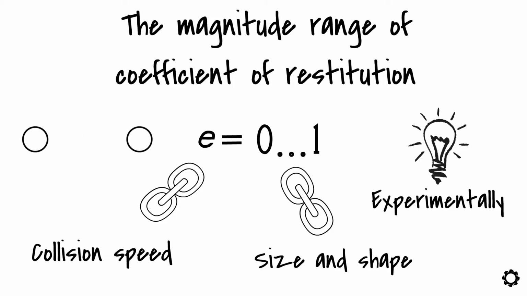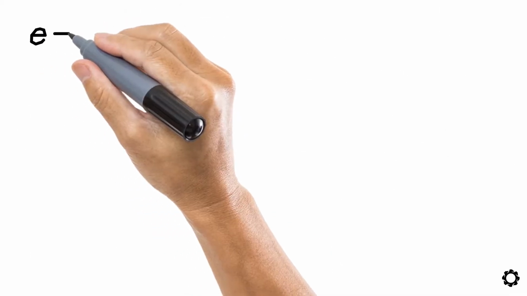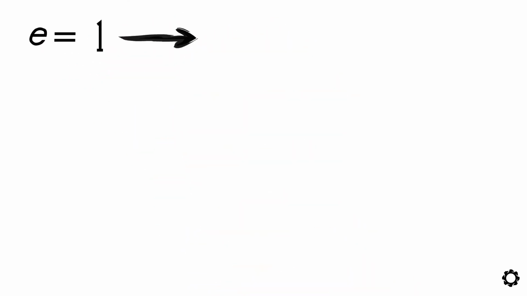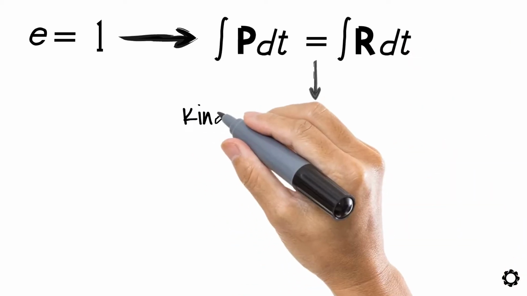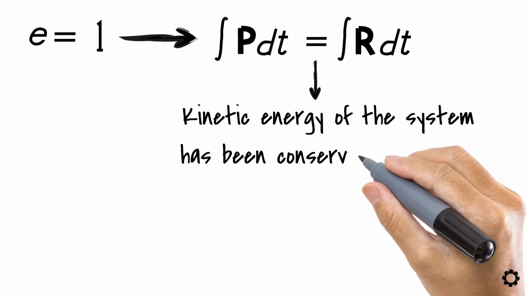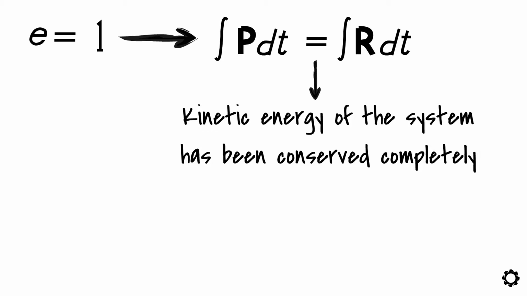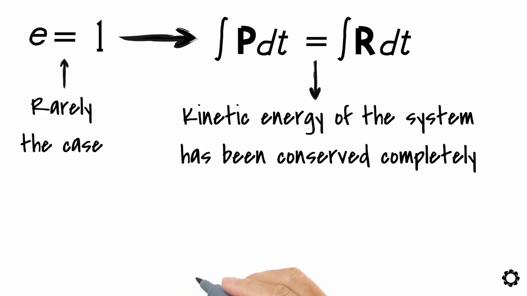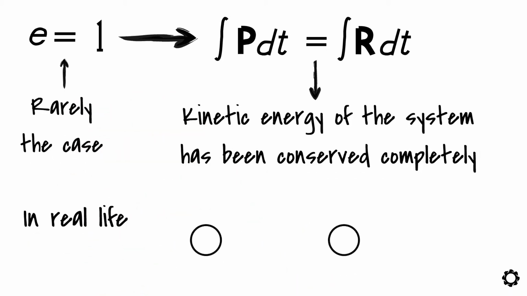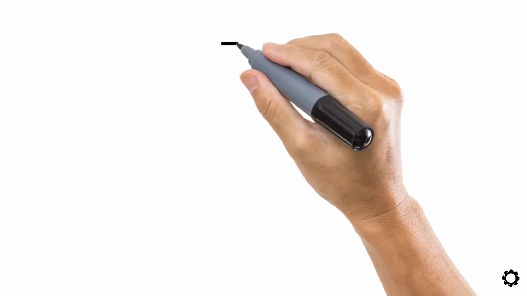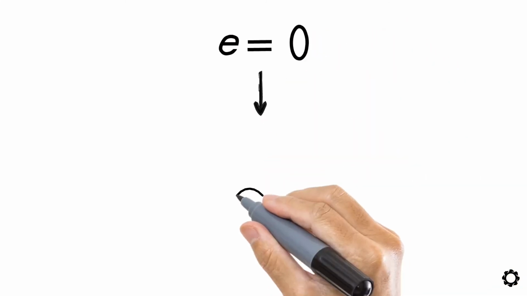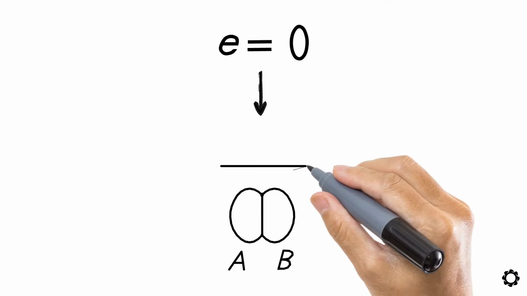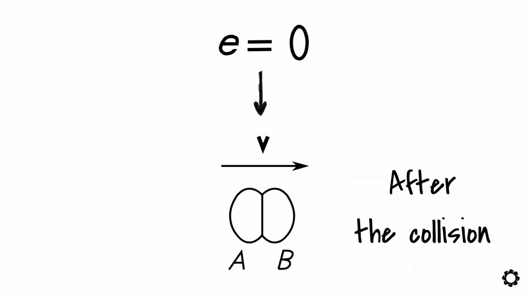Notice also that if the magnitude of coefficient of restitution is 1, then the impulses of the deformation phase and restitution phase are equal, and the kinetic energy of the system has been conserved completely. But as we have learned earlier, this is rarely the case, because in real life, perfect elastic collisions don't exist. On the other hand, if the magnitude of the coefficient were 0, then the particles would remain stuck to each other while they move with equal velocity after the collision.